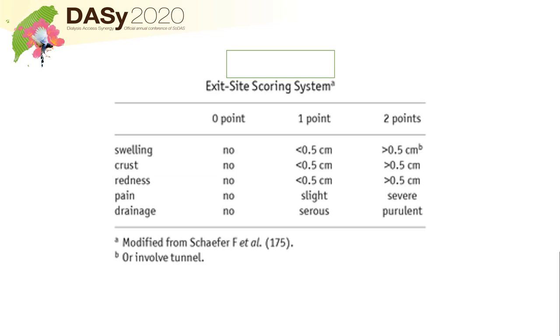There is an exit site scoring system which may help in the diagnosis or monitoring of exit site infection. In this scoring system, there are several clinical features such as swelling, crust, redness, pain, and drainage. Depending on the severity, they will score different points. If the patient scores 4 points or above, infection of the exit site is likely. However, we have to bear in mind that this scoring system was developed by pediatricians and is not validated in adult patients.